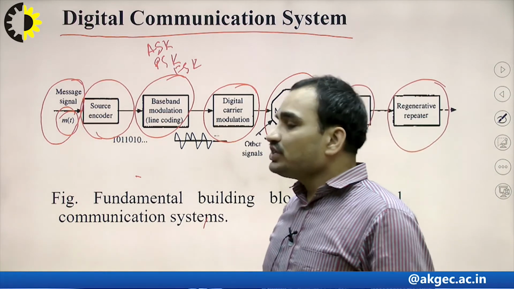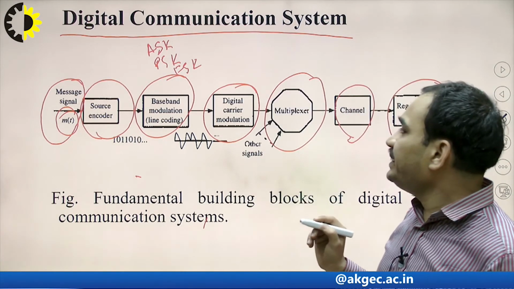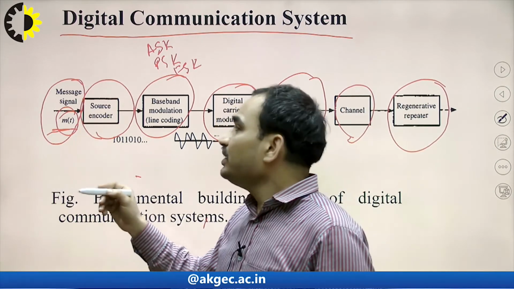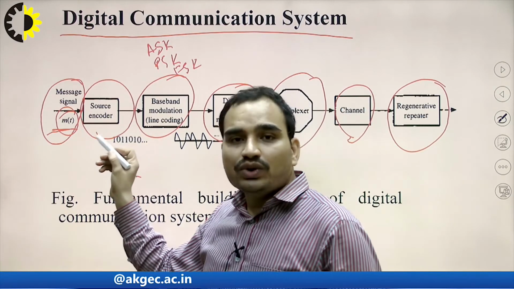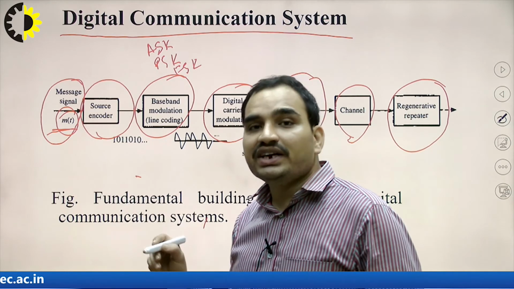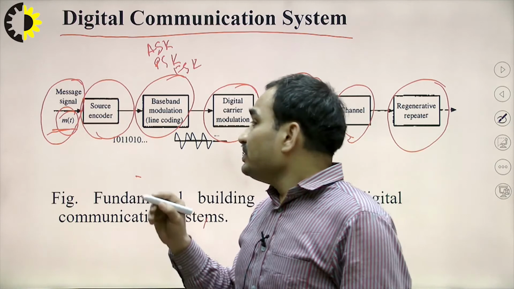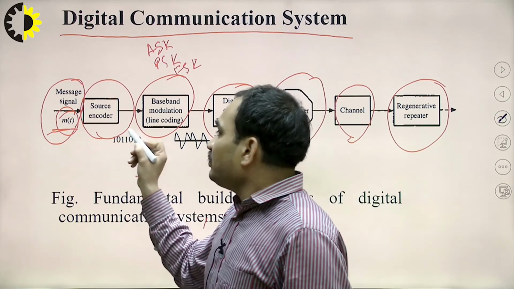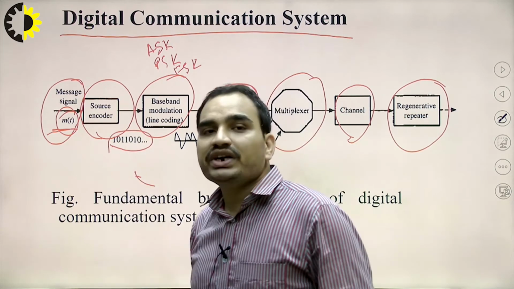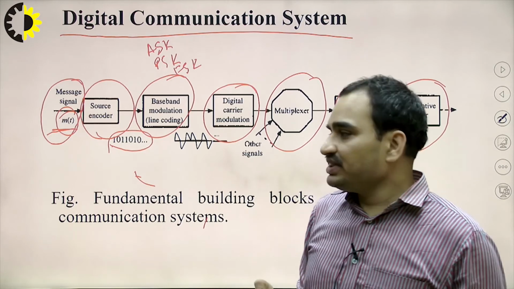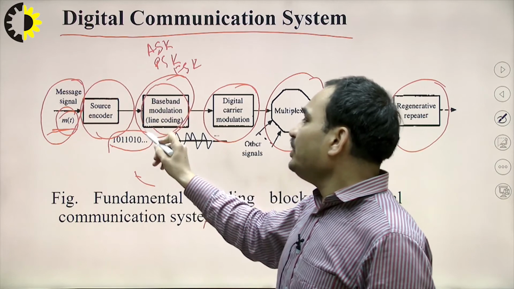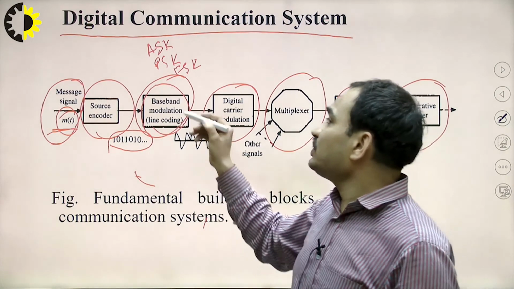Let's discuss in slightly more detail. The message signal can be any message signal, but the source encoder will encode according to the least probability of the information. Whatever data has the least probability will be given the maximum weightage, and this will be encoded in the form of digital data or bits, that is, ones and zeros.